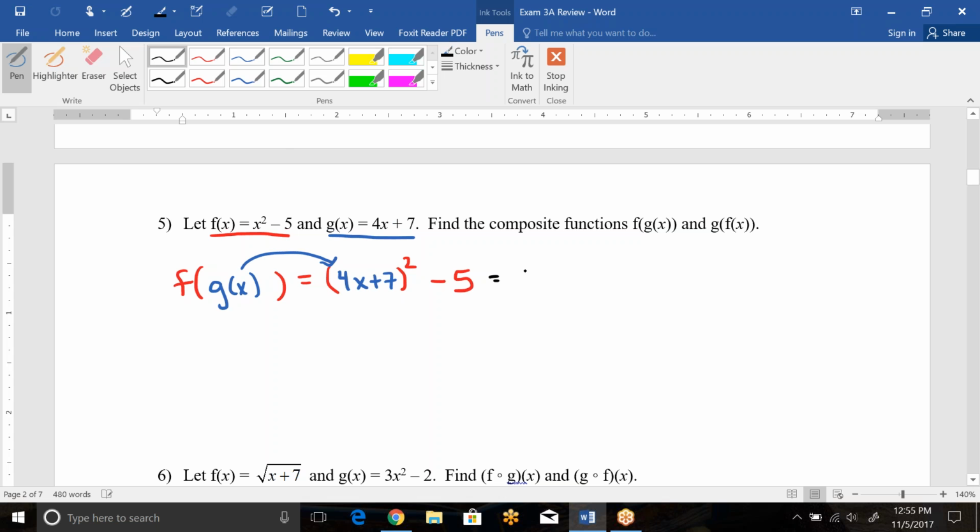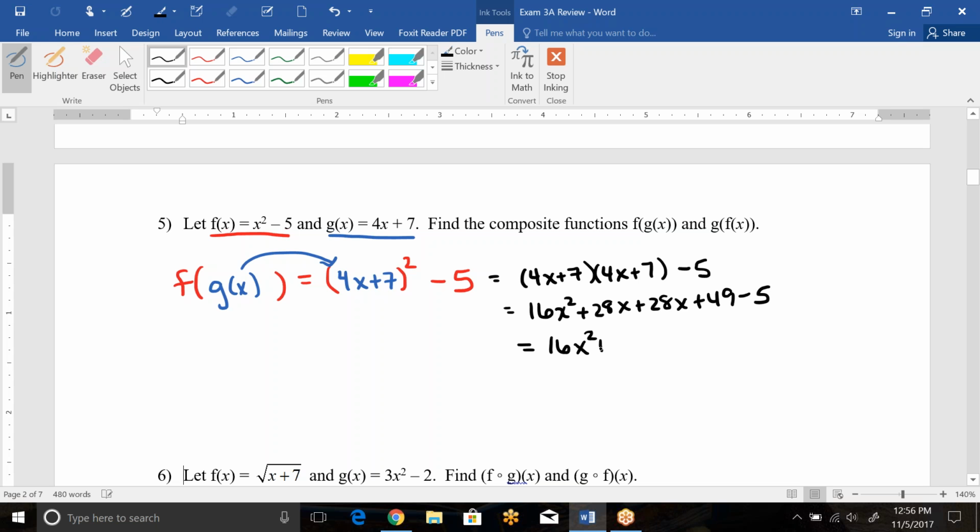Then we work this out. So we would write 4x plus 7 times 4x plus 7, and then minus 5 gets brought over. This would be just foiling, so 16x squared plus the 28x plus another 28x plus 49 minus 5. Combine like terms, we would get 16x squared plus 56x plus 44. So there is f of g.